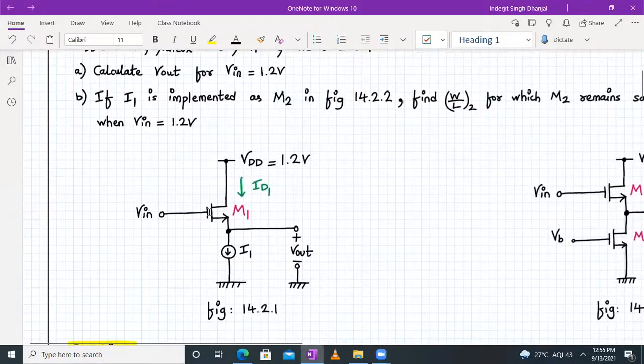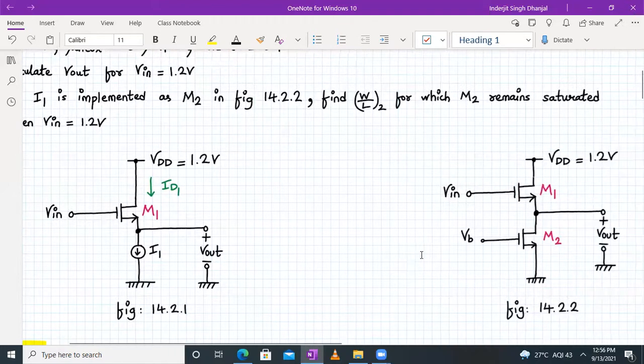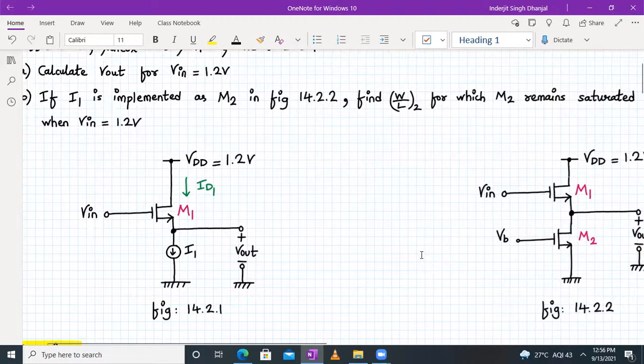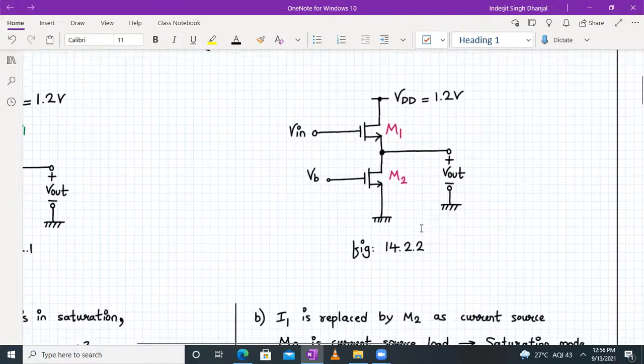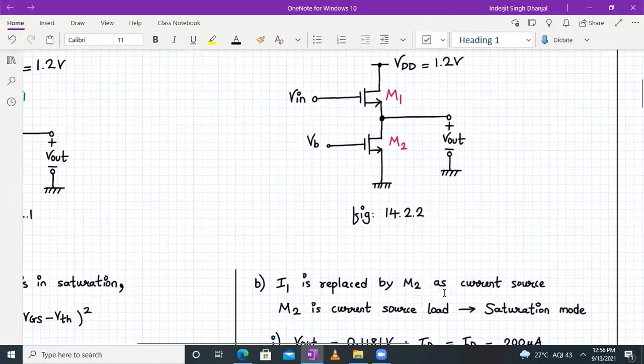So part 2, what it says is that your current source I1 is implemented as M2 in the figure number 14.2.2. So we have to find the aspect ratio or W by L ratio for the second transistor M2, provided your M2 remains in saturation when V in is equal to 1.2 volt. Okay, so for this circuit we have to determine the value of W by L of 2. So let us begin. Since I1 is replaced by M2 as a current source, your M2 is the current source load, which is always in saturation mode.